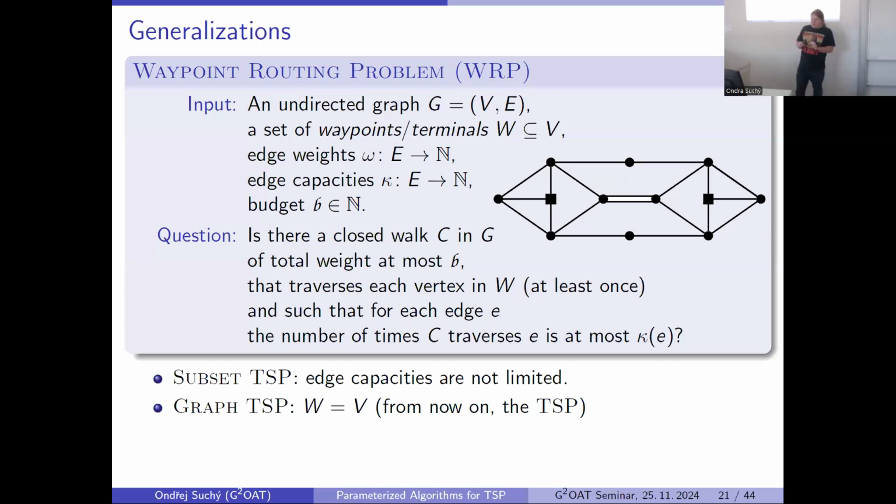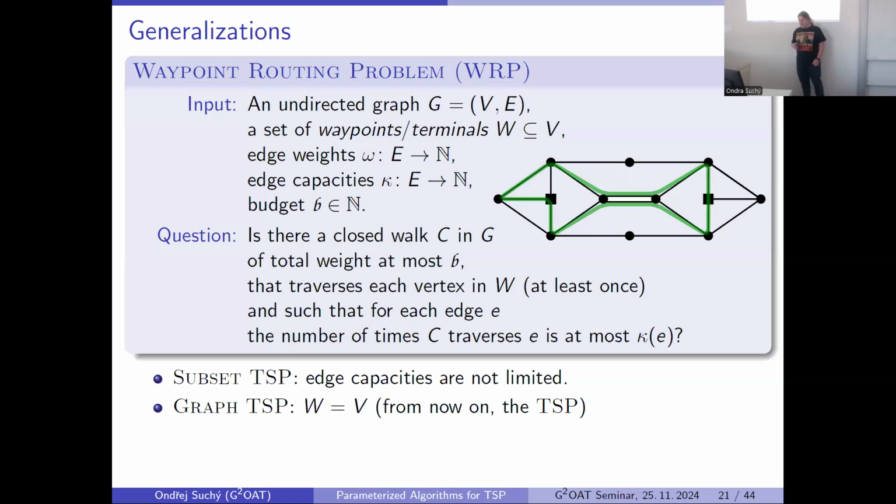And we also define subset TSP, which basically doesn't have the edge capacities, or they are set to some big numbers so that we can ignore them. And what is called graph TSP in the approximation community is just this problem if every vertex is a terminal. From now on, I will call it just TSP. But now we can visit every vertex more times. We are allowed. That's basically the catch.